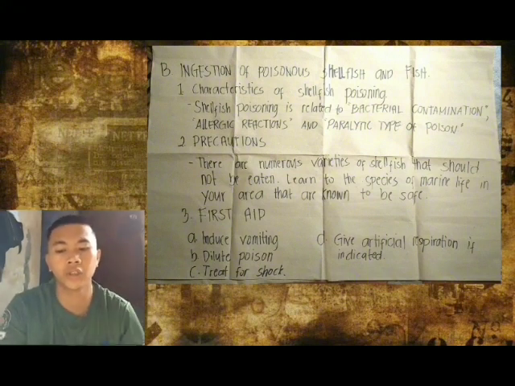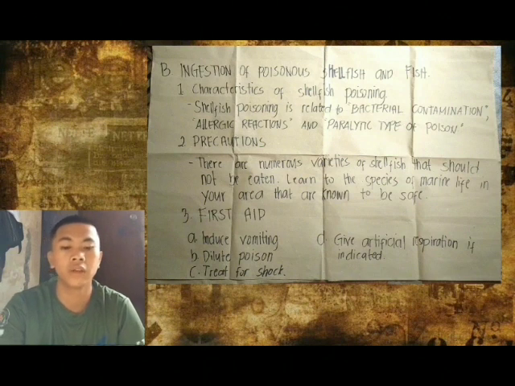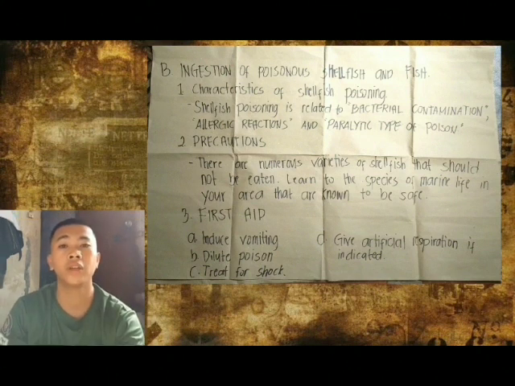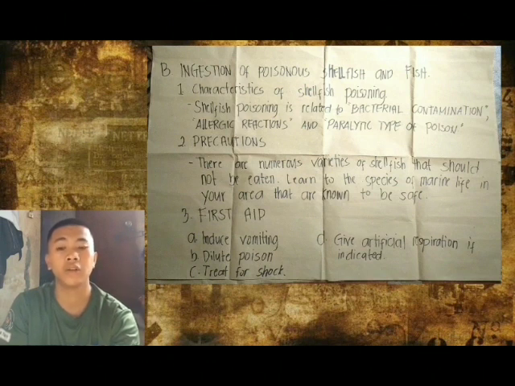Next, we have the precautions. There are numerous varieties of shellfish that should not be eaten. Learn the species of marine life in your area that are known to be safe. Here we have the first aid. First, induce vomiting. Second, dilute the poison. Third, treat for shock. The last one is to give artificial respiration if indicated.